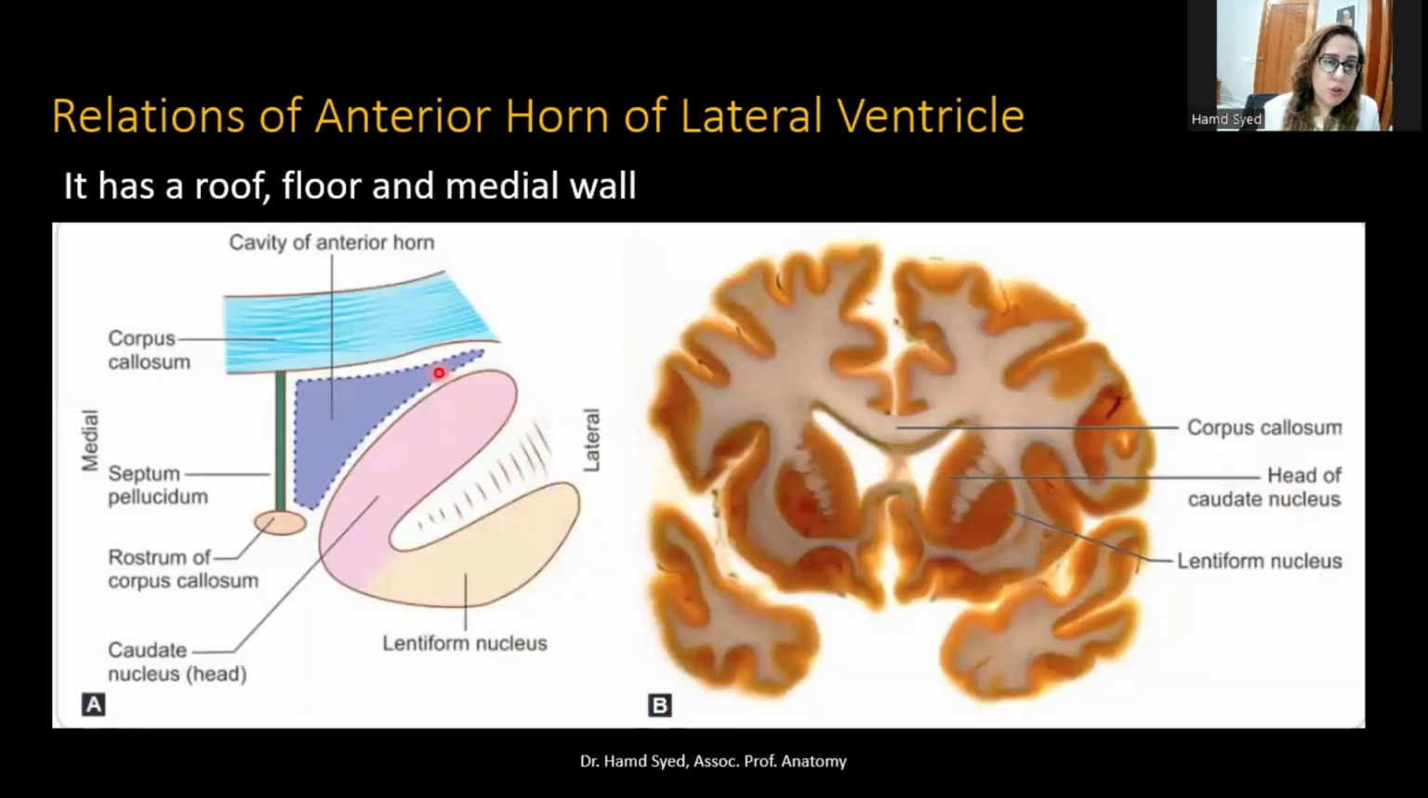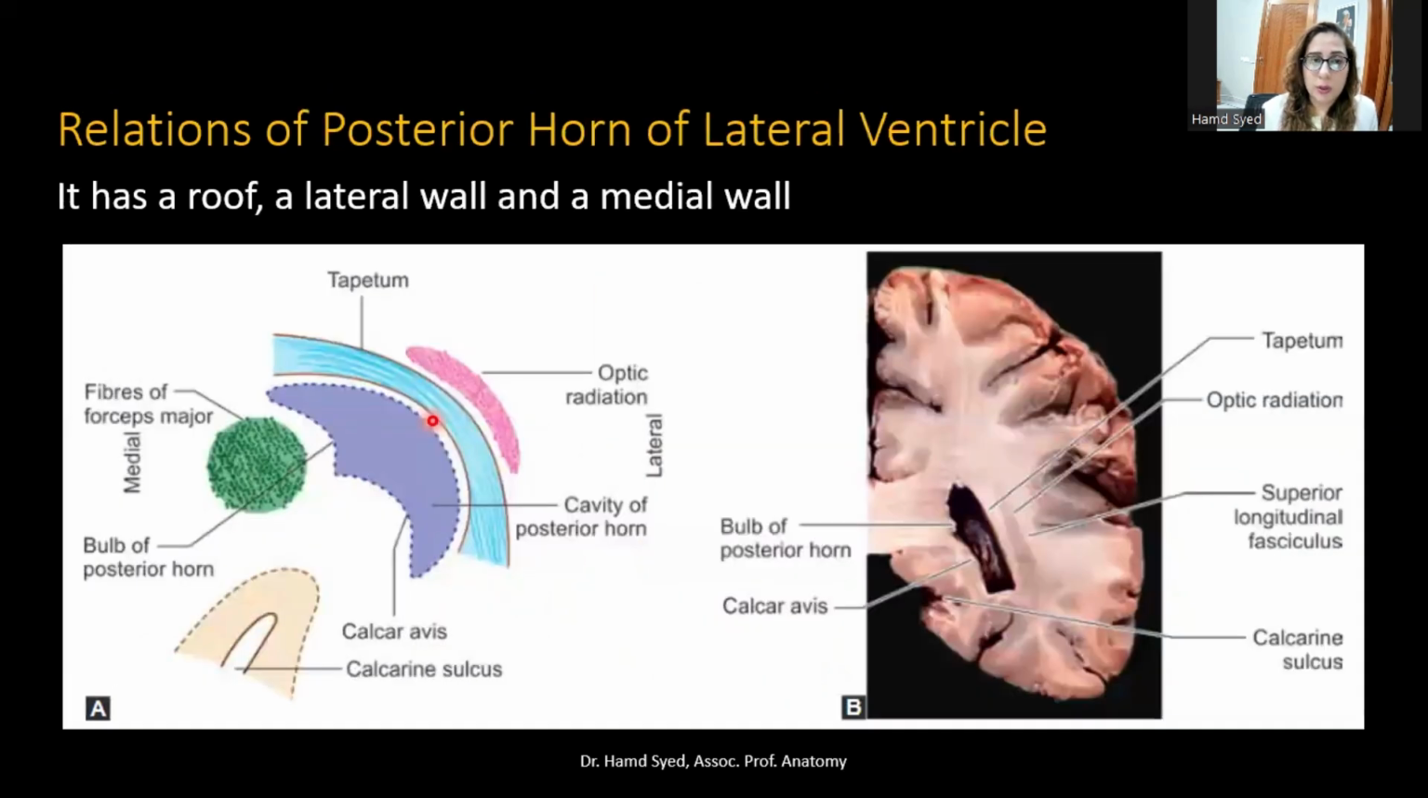So here is a coronal section through its anterior horn, which is present in the frontal lobe, and we can see that above is present the corpus callosum, medially is the septum pellucidum, and also the rostrum of corpus callosum. And you can see over here that this is the floor, and the floor has the caudate nucleus. So these are the relations of the anterior horn of the lateral ventricle.